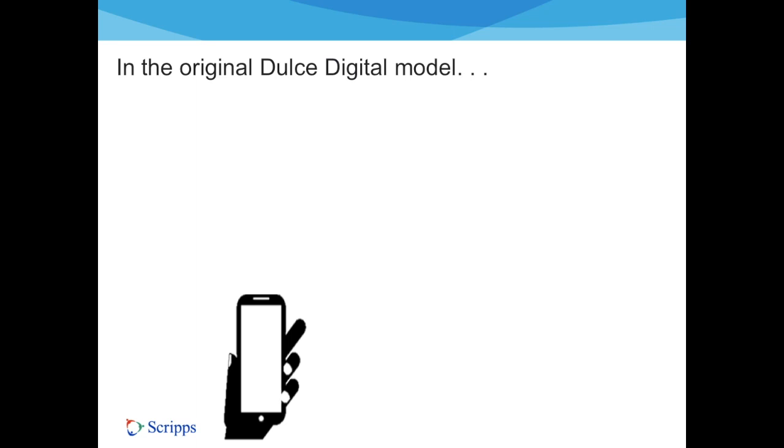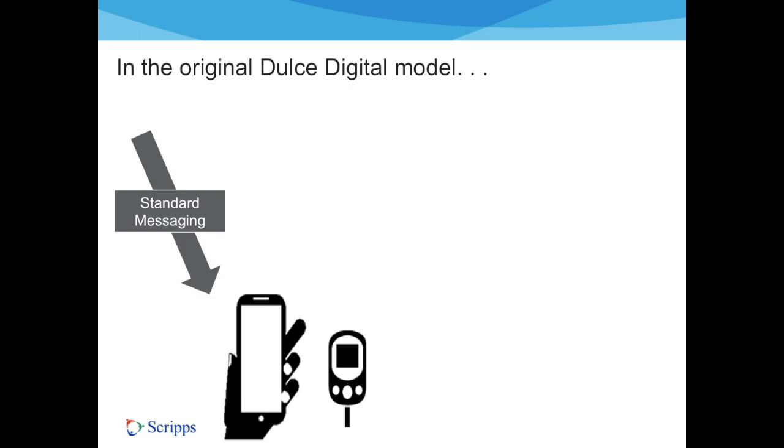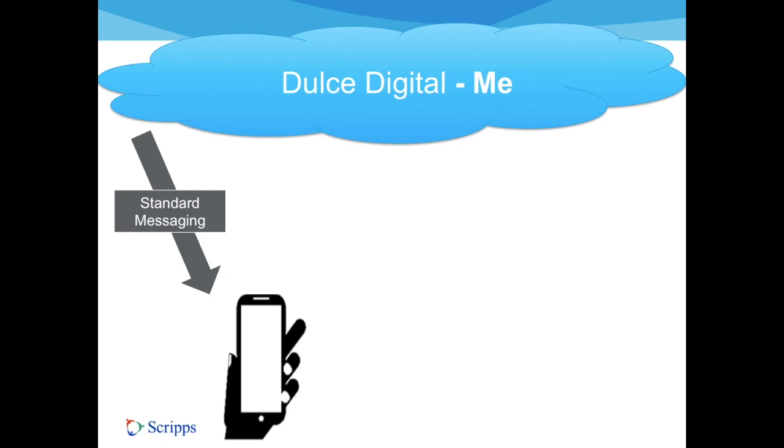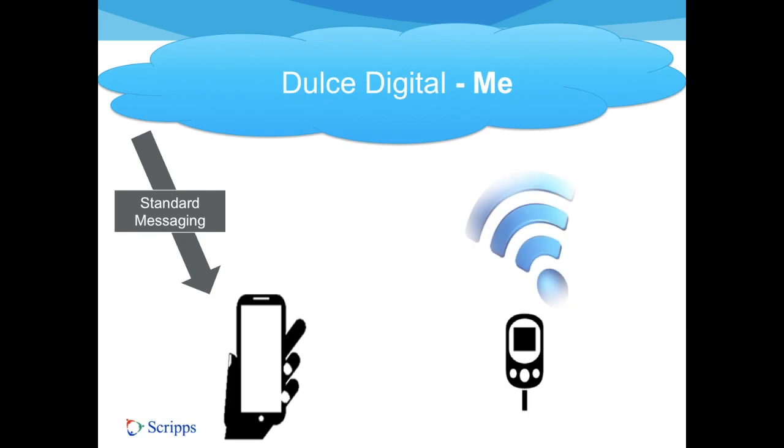In the original Dulce Digital model, all participants received the same standard educational text messages and were prompted to check their blood sugar and manually text in their results. In contrast, the new Dulce Digital Me model is a cloud-based approach. While it maintains the standard messaging that was shown to be effective in the original Dulce Digital, it also allows for wireless transmission of blood glucose values directly from the meter.